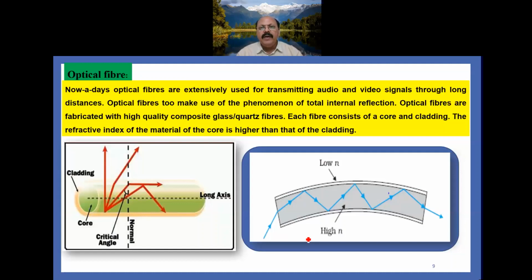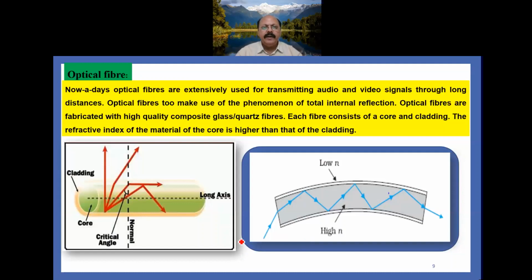And optical fibers work on the principle of total internal reflection. Optical fibers are fabricated with high quality composite glass or quartz fibers. Each fiber consists of the core and cladding, and the refractive index of the material of the core is higher than that of the cladding. So the question arises, what are the core and cladding?